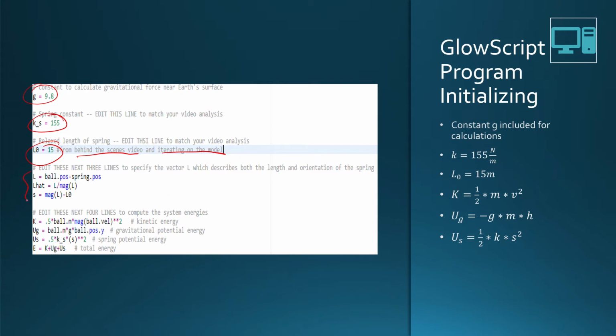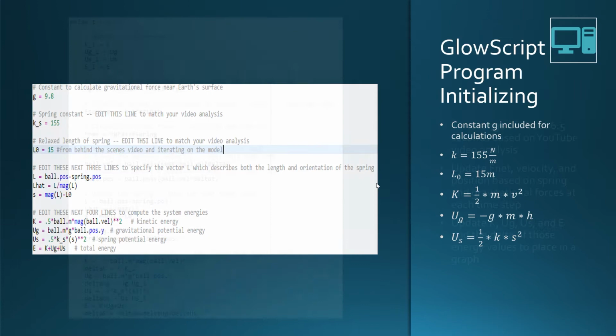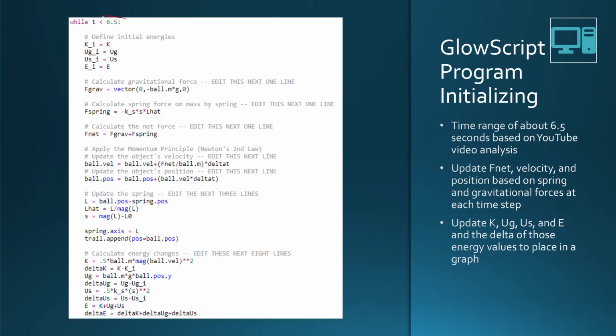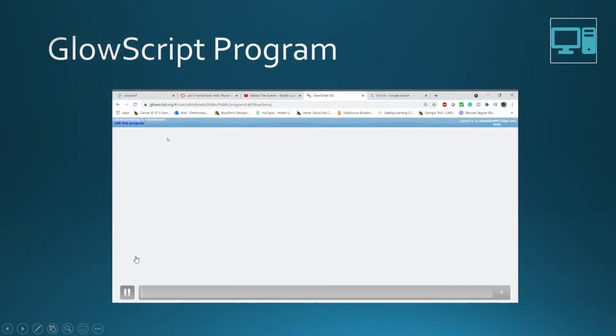I then initialized the variables used to calculate potential spring energy and spring force, and I calculated the initial amounts of energy in the entire system. Throughout this time interval, we used 6.5 seconds based on analyzing the YouTube video. I then defined the force of gravity, the spring force, and the net force in order to calculate the ball's velocity and the position. I then updated the spring and updated the energies in order to graph the change over time. Here's the video of the GlowScript program in action.